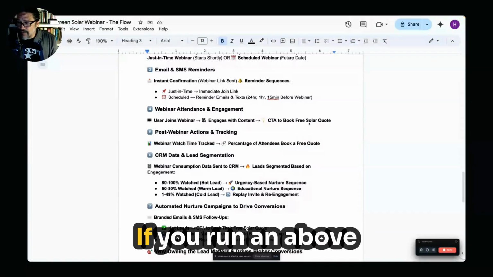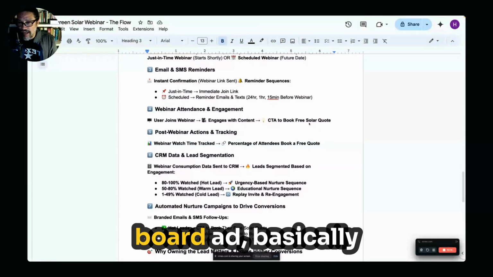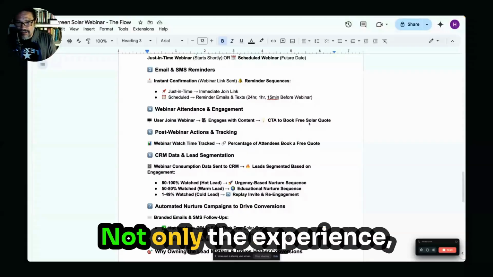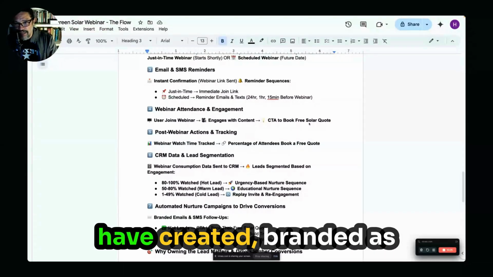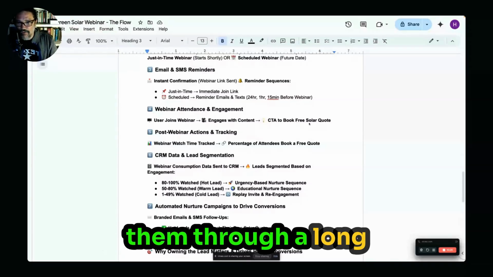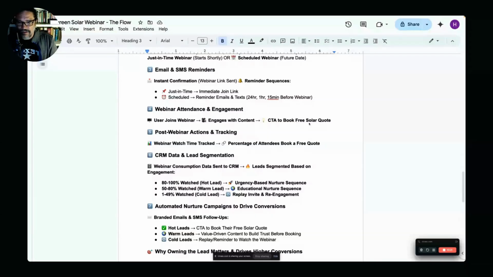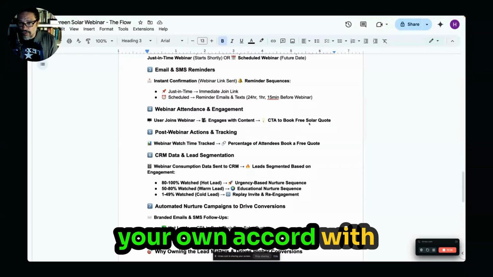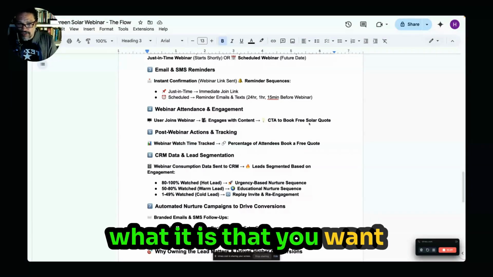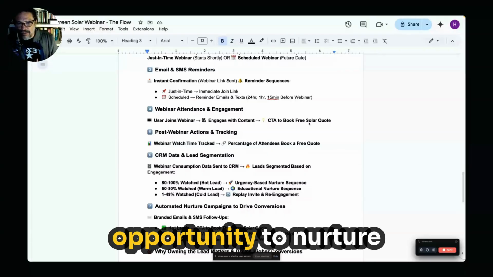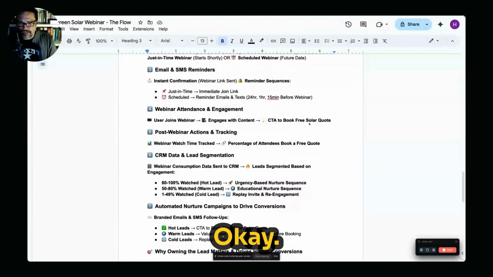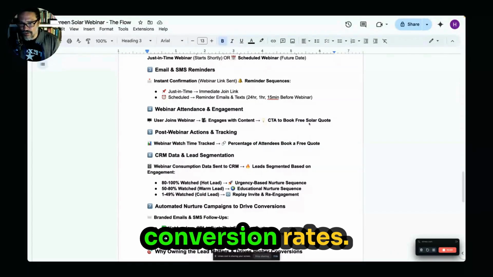Much more powerful if you run an above board ad, basically setting the intent for that ad, and then it matches the experience, not only the experience, but the narrative that you have created, branded as yourself, and you're taking them through a long form content like this. You legitimately own that lead because you brought them in on your own accord with your own messaging. They've experienced what it is that you want them to experience. Now we have an opportunity to nurture them effectively based on what they have seen. It's much more powerful, okay? Much more effective, much higher conversion rates.